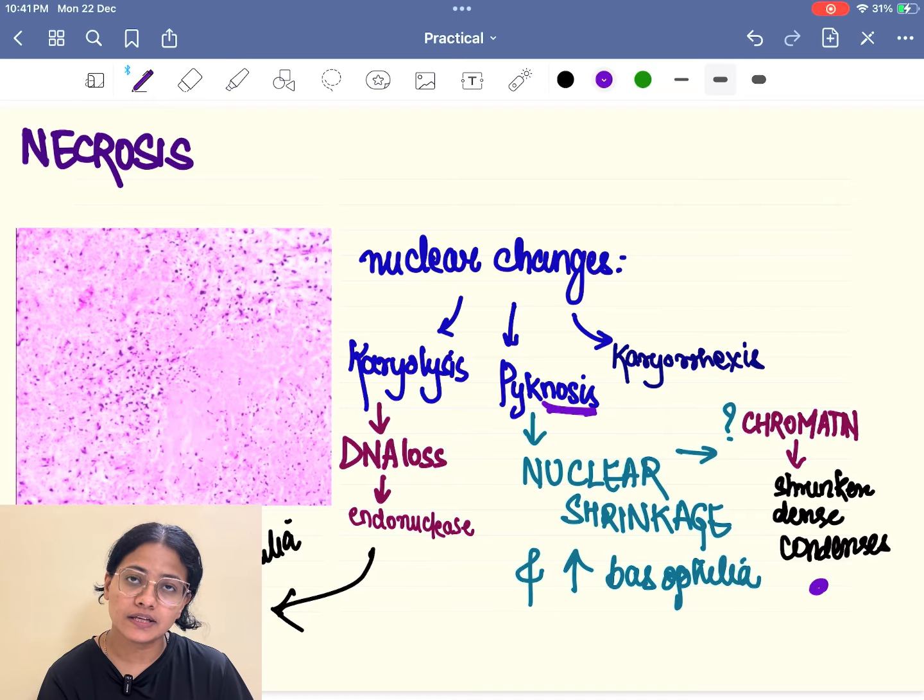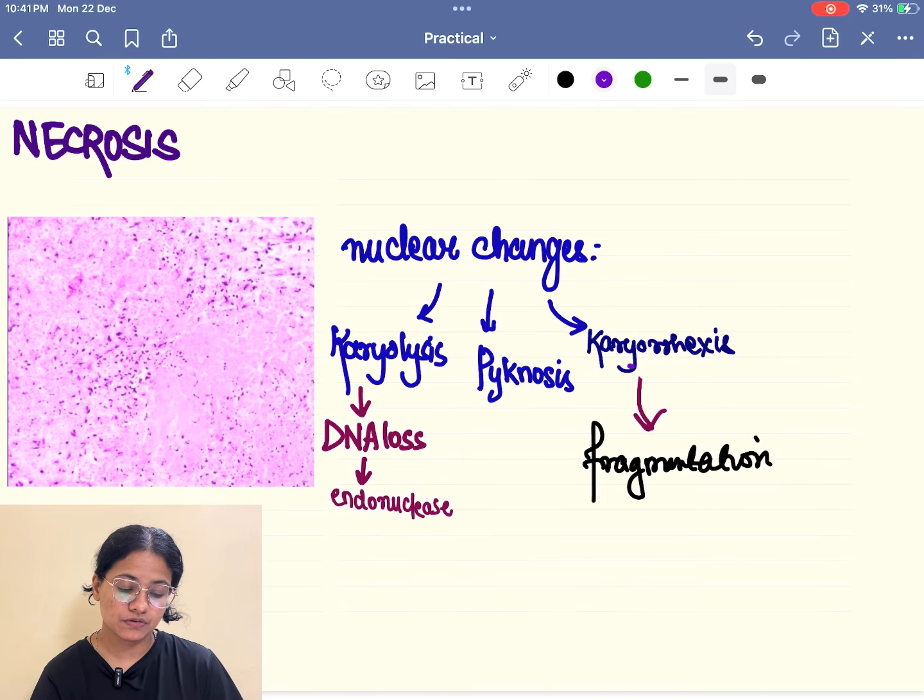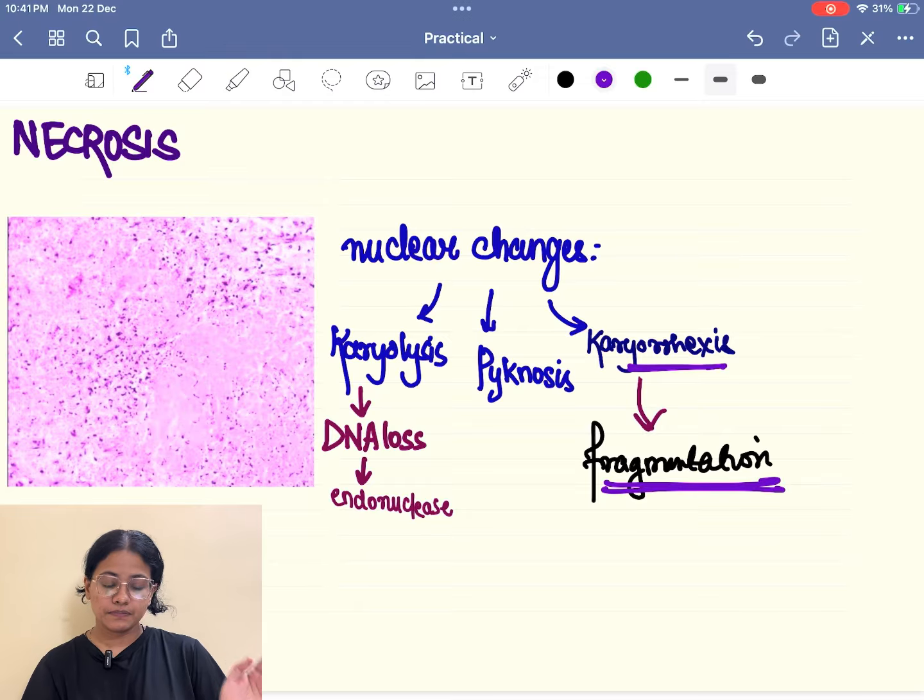In karyolysis what will happen? Lysis, what will happen? Decreased basophilia. And in karyorexis finally what will happen? Fragmentation. Okay, so it's karyolysis, pycnosis and karyorexis.